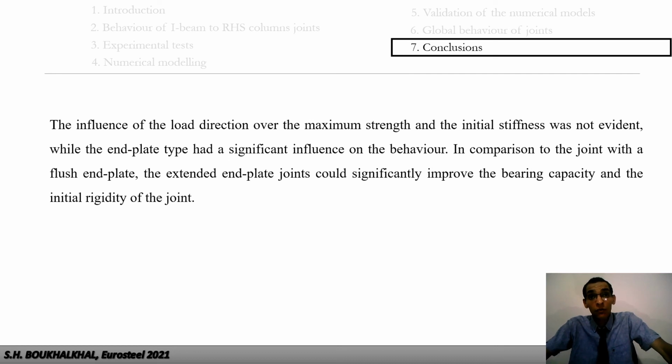The influence of the loading direction over the maximum strength and the initial stiffness was not evident, while the end plate type had a significant influence on the behavior. In comparison to the joint with a flush end plate, the extended end plate joints could significantly improve the bearing capacity and the initial rigidity of the joint.